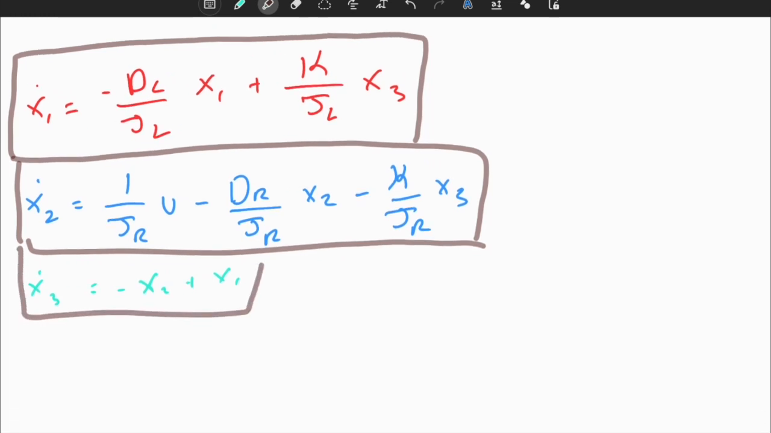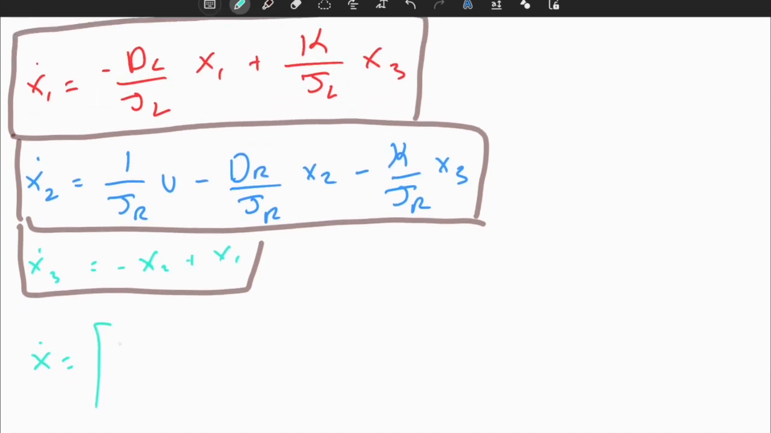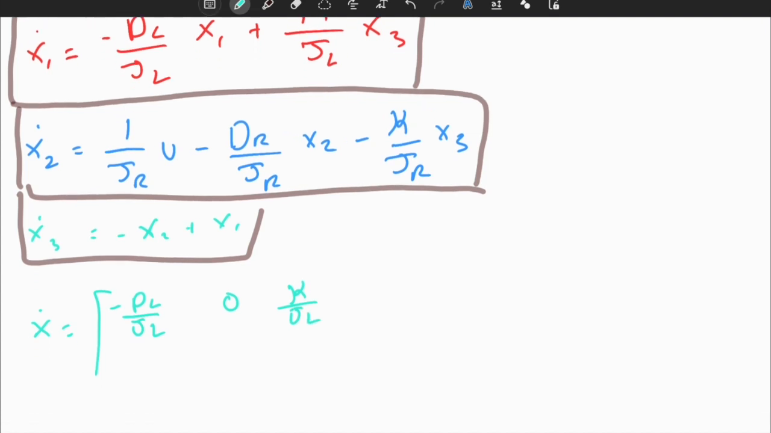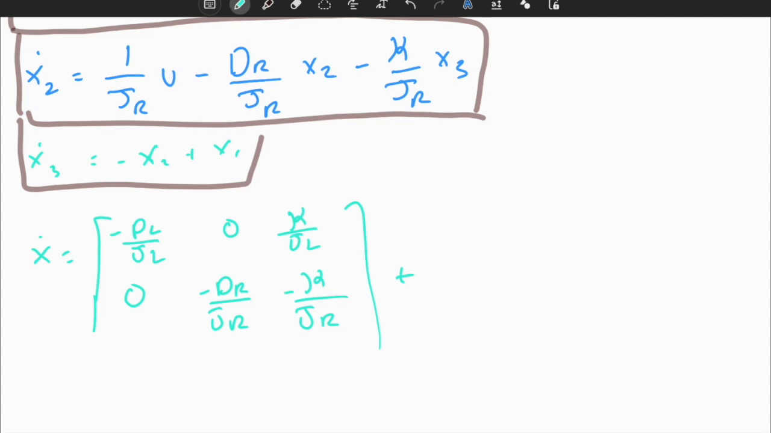We are done with the state update equations. The only thing is we need to put this in matrix form. So x dot is equal to, x1 depends on itself, so minus d_L divided by J_L. It doesn't depend on the second state, so it is equal to 0. It depends on the third state, kappa divided by J_L. Let's move on to the second state equation. It doesn't depend on x1. It depends on x2, so minus d_R divided by J_R. And here we have minus kappa divided by J_R. But x2 also depends on the input, and we know that x1 doesn't depend on input.